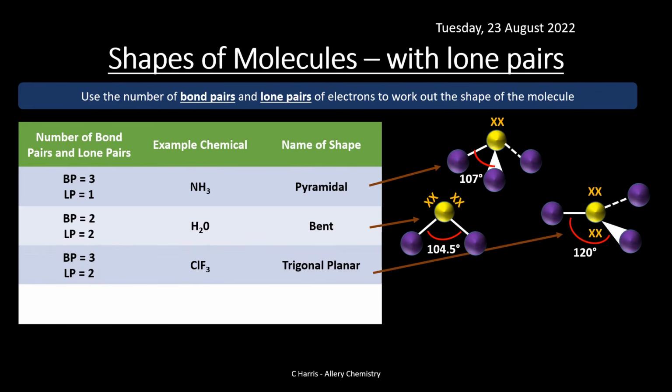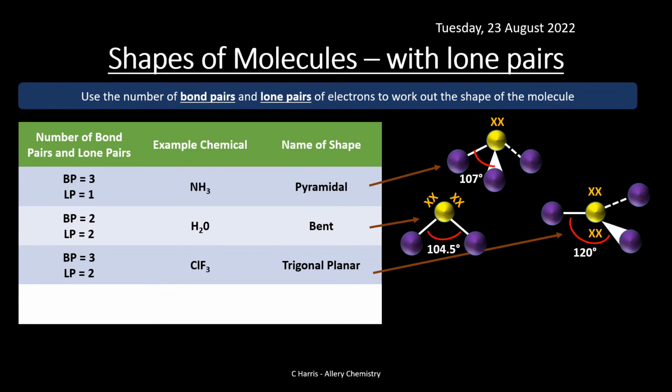Another example, so 3 bond pairs and 2 lone pairs. An example is ClF3, and this is trigonal planar. So we've seen that one already, in the previous examples. There's no difference here. This one is slightly different in the fact that it has 3 bond pairs and 2 lone pairs. So it's not just 3 bond pairs. It does have these 2 extra electrons. But this is where that rule breaks down.